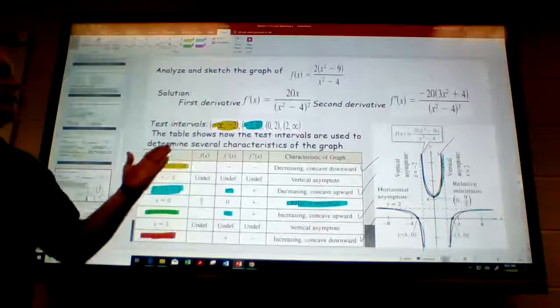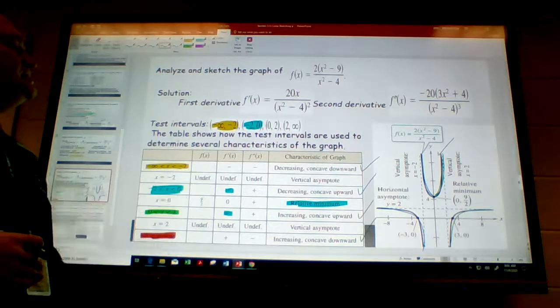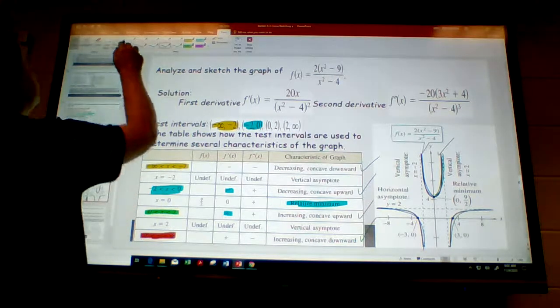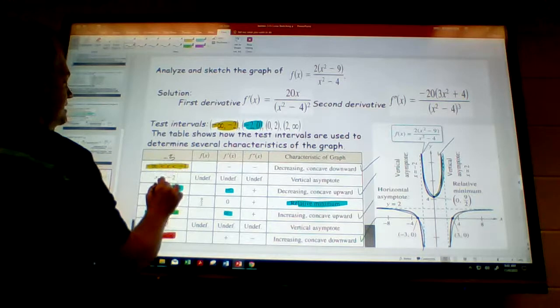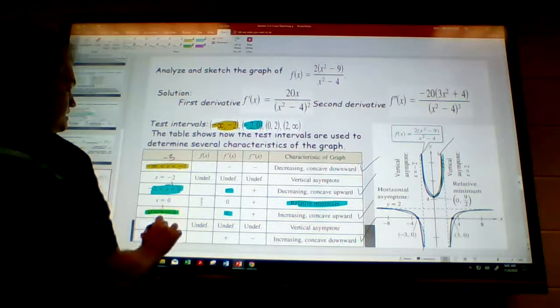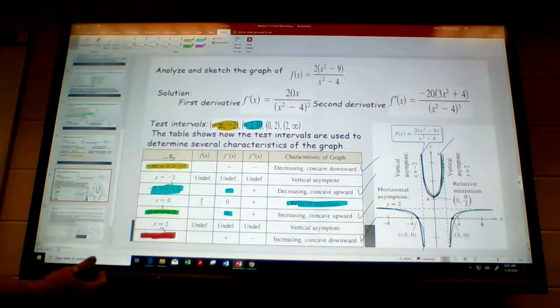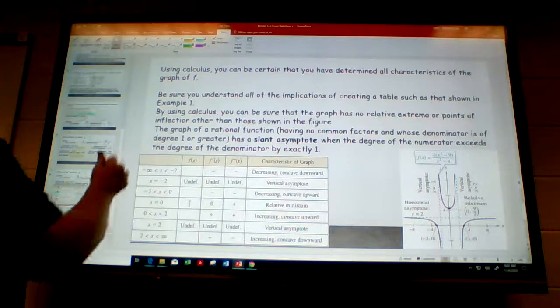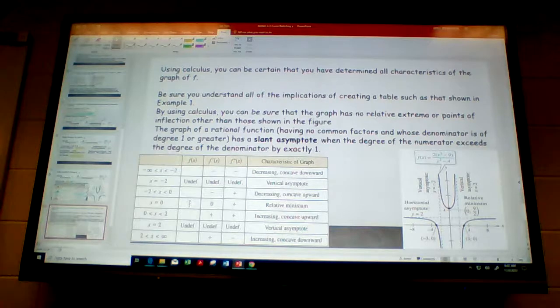All right, so you see all those things are true. That's by applying the first derivative test and then the second derivative test and coming up with test values in those ranges. So your test values here might want to be, say, -3, -1, 1, and 3. Or you can use anything in those ranges. It's entirely up to you. All right, now, be sure you understand all the implications of creating a table such as shown here, but by using calculus, you can be sure that the graph has no relative extrema points or inflection points other than those shown in the figure.